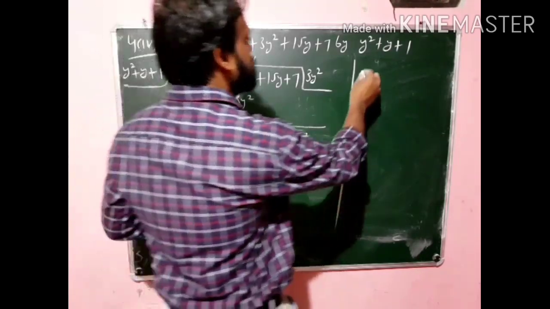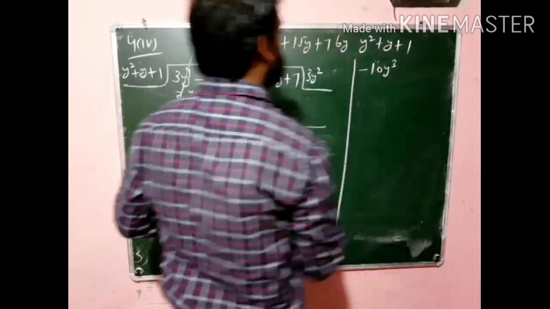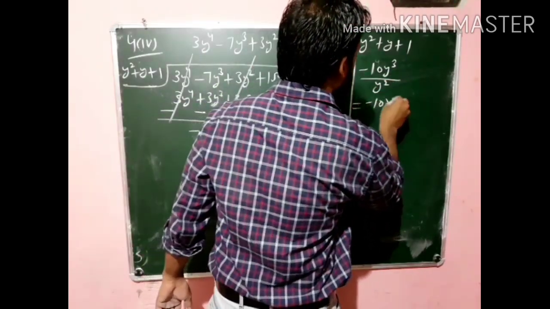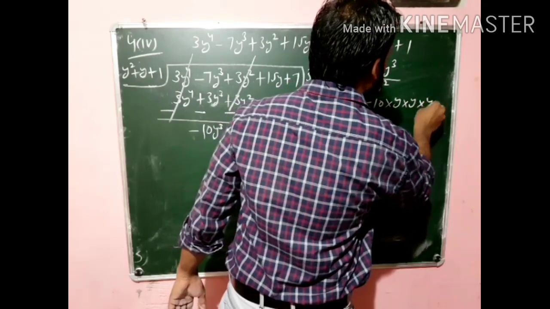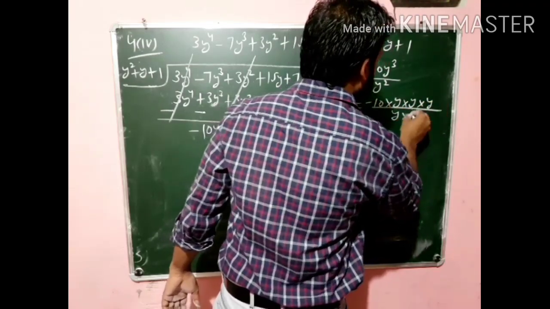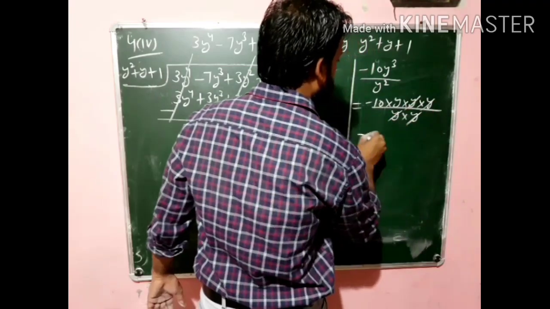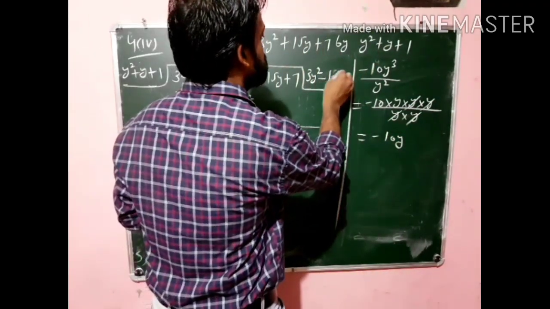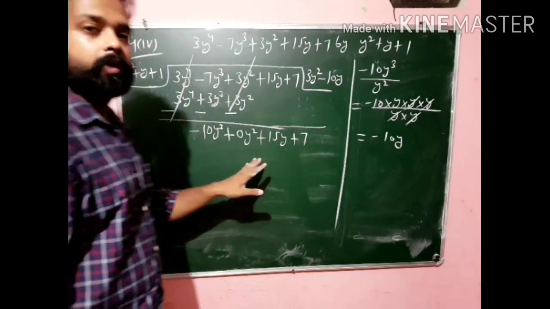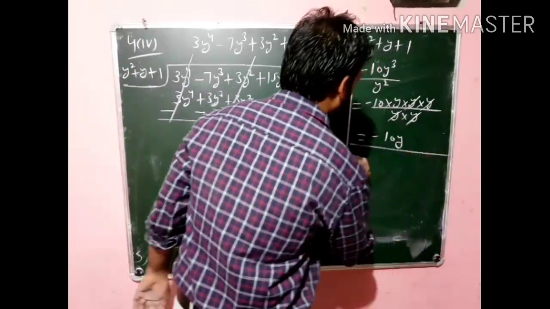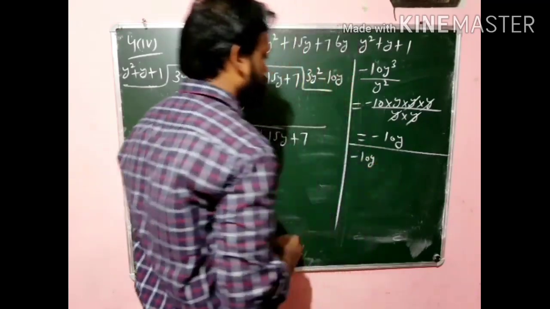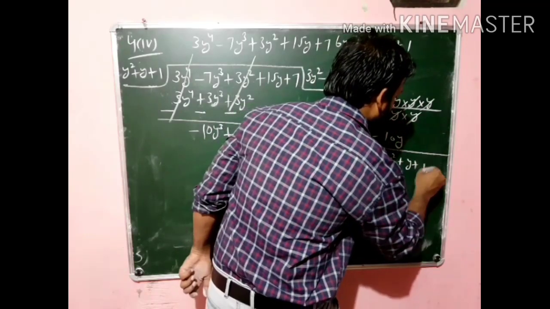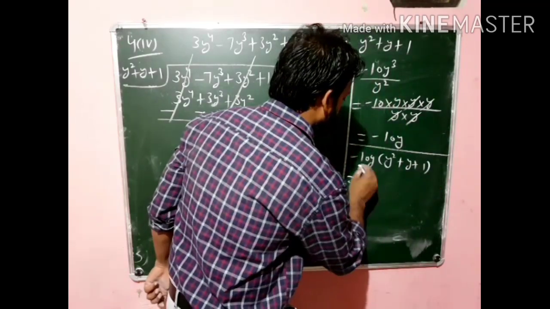Now see, this is minus 10y cube. Of course this is divided by this y square. So write down here y square, and it will become minus 10 into y into y into y over y square, which means y into y. This y and this y are both cancelled out with each other, so we got minus 10y. So write down here minus 10y. And of course what is the next step? Now we have to multiply this minus 10y with the divisor, that is y square plus y plus 1.